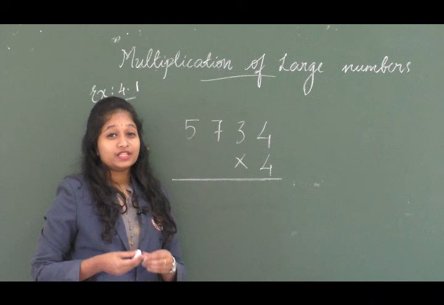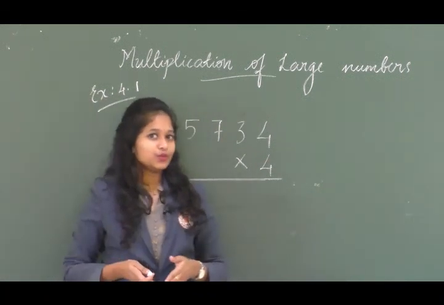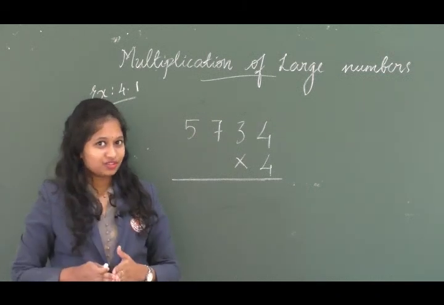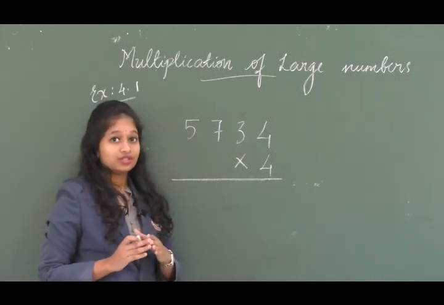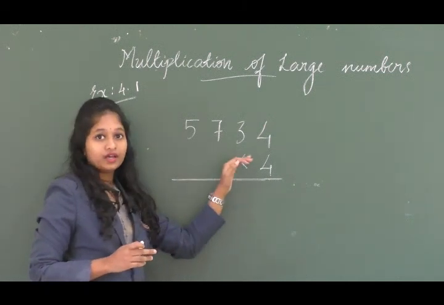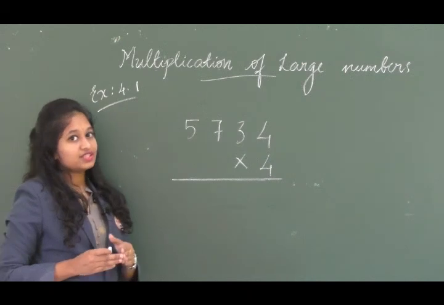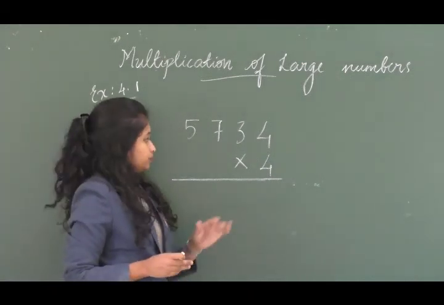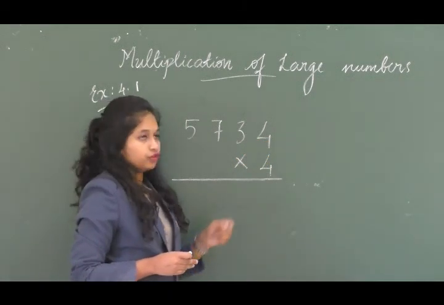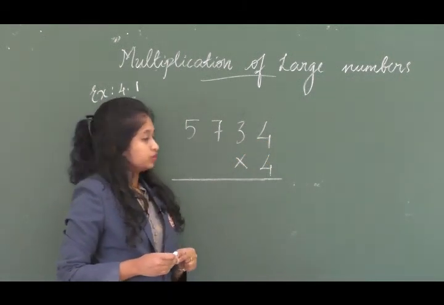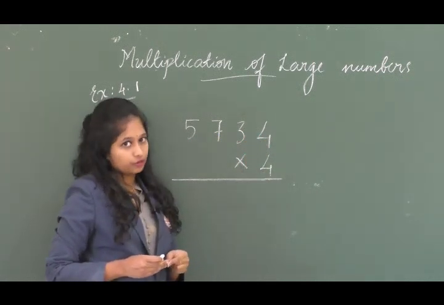Now, let us learn multiplication of large numbers. You already know multiplication, right? Now, let us do a multiplication using a 4-digit number by a 1-digit number. This is a question from exercise 4.1. 5734 into 4. So, we have to multiply all these numbers with 4.